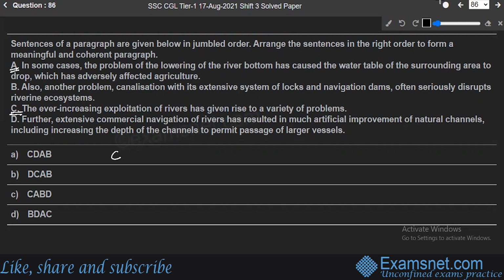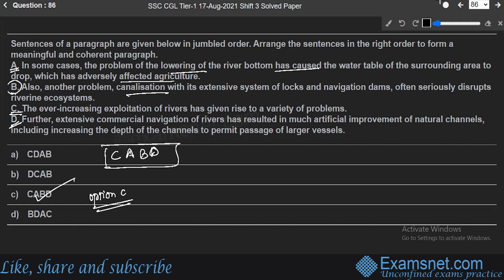Then comes A. A will come after C. Why? Because it introduces one of the problems, that is lowering of the river bottom has caused the water table of the surrounding area to drop, which has adversely affected the agriculture. Then you will have the B part, because it explains the next problem, that is canalization. Canalization seriously disrupts riverine ecosystems. So this is the next part. Then of course I'm left with D. This is the concluding part of our paragraph, because it further explains extensive commercial navigation of rivers. So C, A, B, D. This option C is the correct answer to our question.